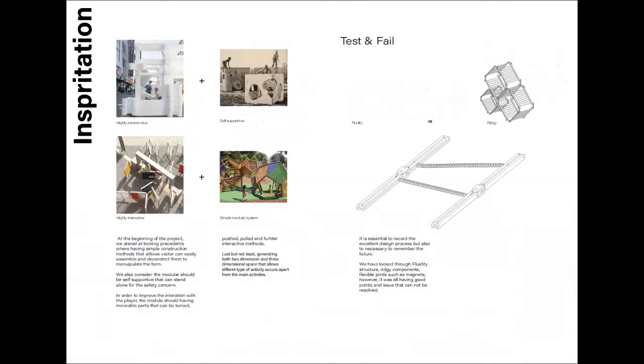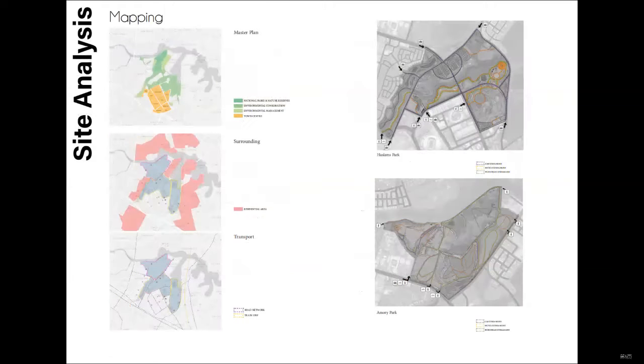So, if we need to get some inspiration, we need to find some precedent. At the beginning of the project, we started by looking at precedents. We have a simple construction method that allows visitors to easily assemble and deconstruct them to manipulate the form. Left is the surrounding diagrams and transportation diagram, and right is the streamline in Olympic Park.